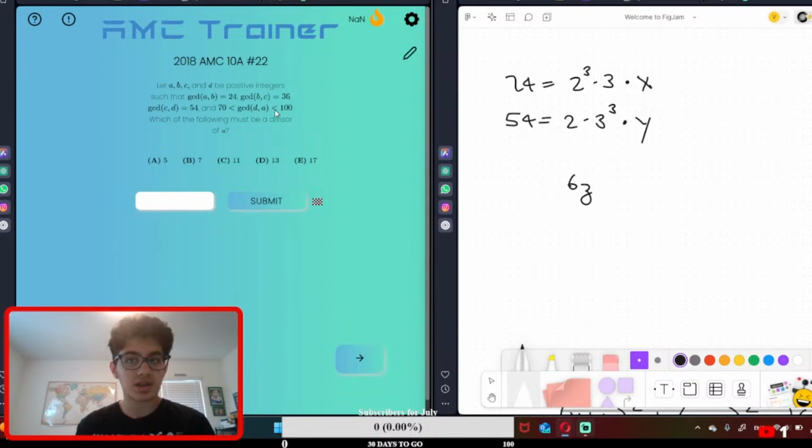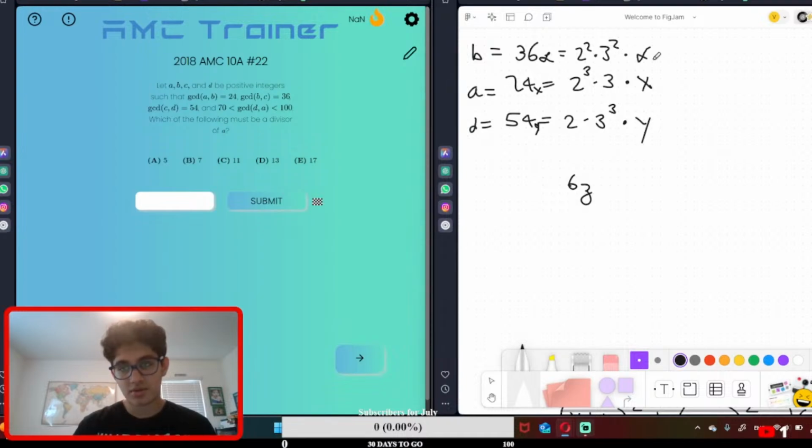And if that's the case, then we know that b is 2 squared times c times 3 squared. So this is a, this is d. B is equal to what, 36. This should be 24x, this should be 54y. This we'll say alpha. So this will be 2 squared times 3 squared times alpha.